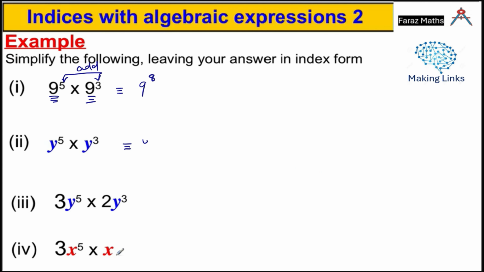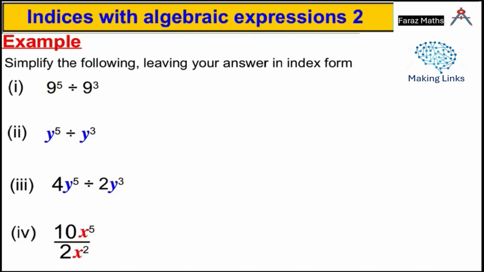The next one, here we have y power 8 as the answer. The third one, 3 2s are 6, and y5 times y3 means y8. And the last one, the coefficient of x is 1 there, so 3 times 1 is 3, and x5 times x power 1 is x power 6. Okay, coming to the next.